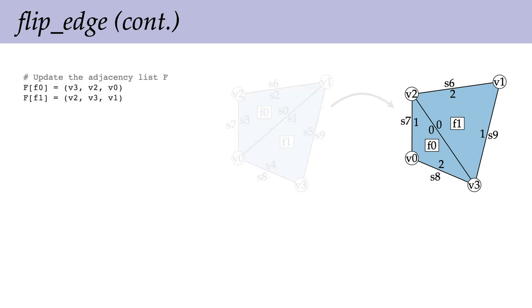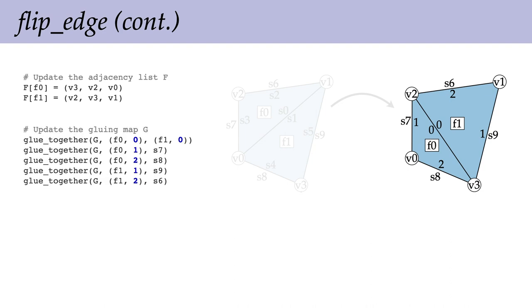So this means first updating our face listing F, so storing the two new faces as triplets of vertices in the face listing. We want to update the gluing map, which means saying, oh, these two sides should be glued together, so let's glue them together in the gluing map. Then similarly, the outside of our new face F0,1 needs to be glued to the face side S7, and so on here, and so forth.